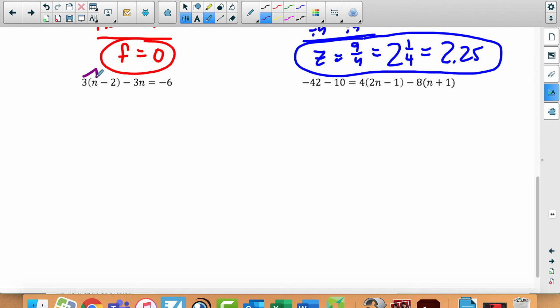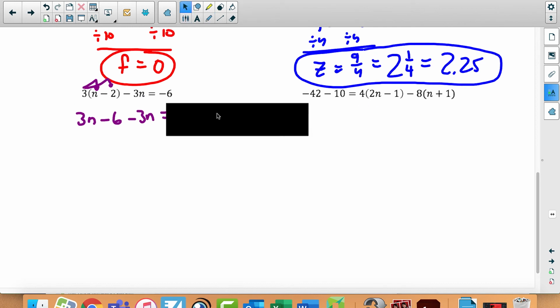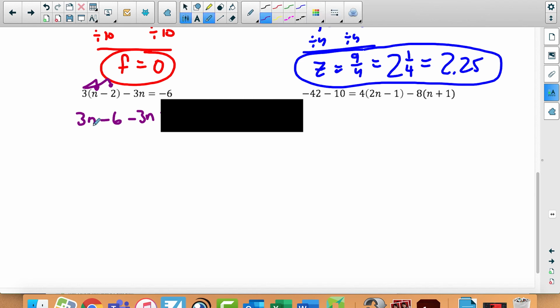There are some brackets here to expand, use the distributive property. 3 times n is 3n, and 3 times -2 is -6. Then we still have a minus 3n, and it equals -6. So if we look at this side, we do have like terms. We have 3n and -3n. So 3n take away 3n. Well, that equals 0n. Should I write 0n? No, if you have 0n, you have nothing there, so don't write it. The only thing you have left here is -6 equals.